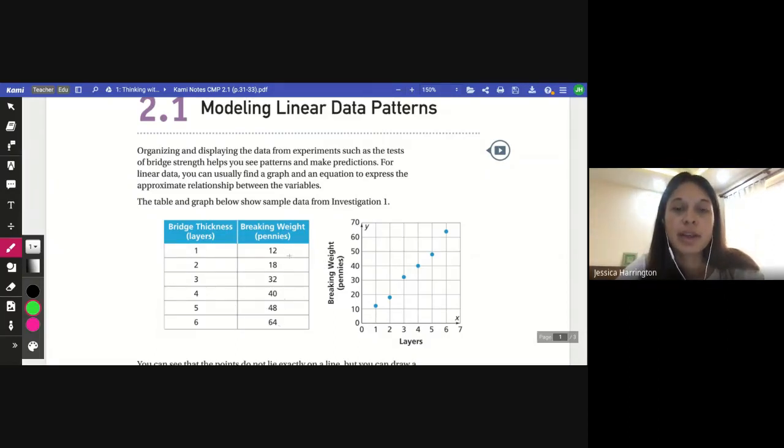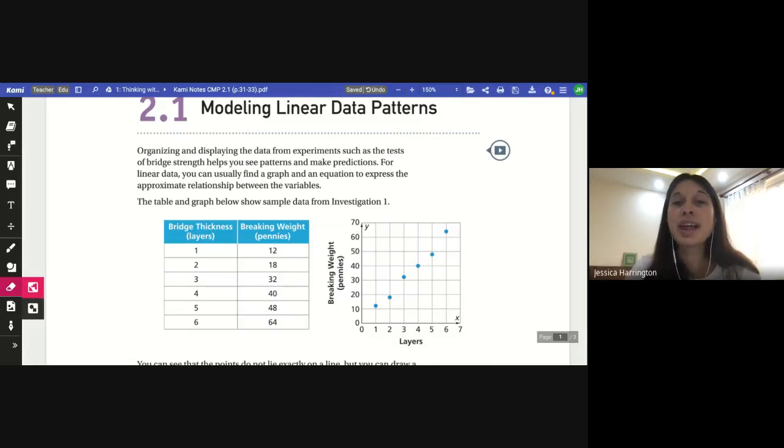So I'm trying to see, is it a linear function? Let's check. To get from 12 to 18, that is plus 6. To get from 18 to 32, that's plus 14. And then the next one is plus 8. So it does not meet the criteria of being a linear function right now because the amount it's changing each time is not the same. It's increasing, but by different amounts. I'm going to erase that. That doesn't mean, though, that we can't model it or use a linear function to predict things.